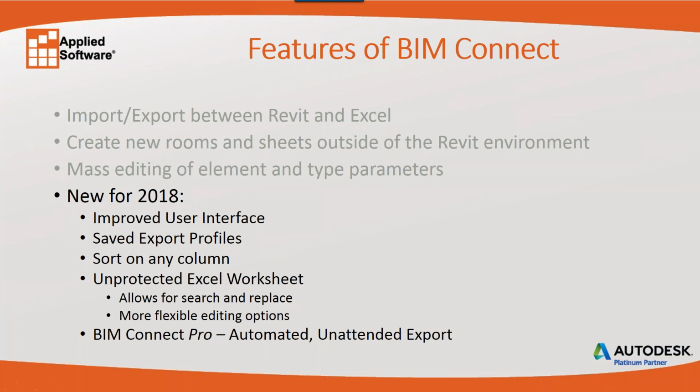The current version of BIM Connect, when you export it out, anything that is a non-editable parameter in Revit, like the element ID or the area of a room, is not only grayed out, it's visible, but you can't edit it, it's protected. Well, when you protect a worksheet, there are other things that you also disable. So we have chosen to unprotect the Excel worksheet.